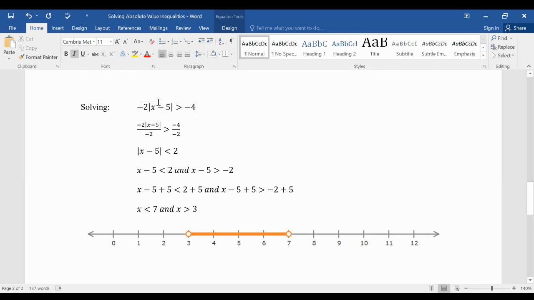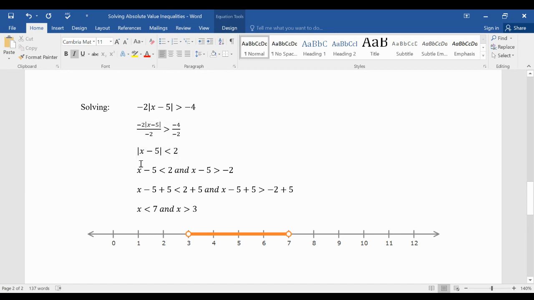Now, normally, if these were parentheses, we would distribute over them, but we can't distribute over an absolute value. They behave a lot like parentheses, but not exactly. So what we're going to do is divide it out. I'm going to divide both sides of the inequality by negative 2. Negative 2 times negative 2 will cancel and just give us the absolute value of x minus 5. Negative 4 divided by negative 2 will give us a positive 2. And anytime you divide an inequality by a negative, the inequality must change. So it's going to go from a greater than to a less than.